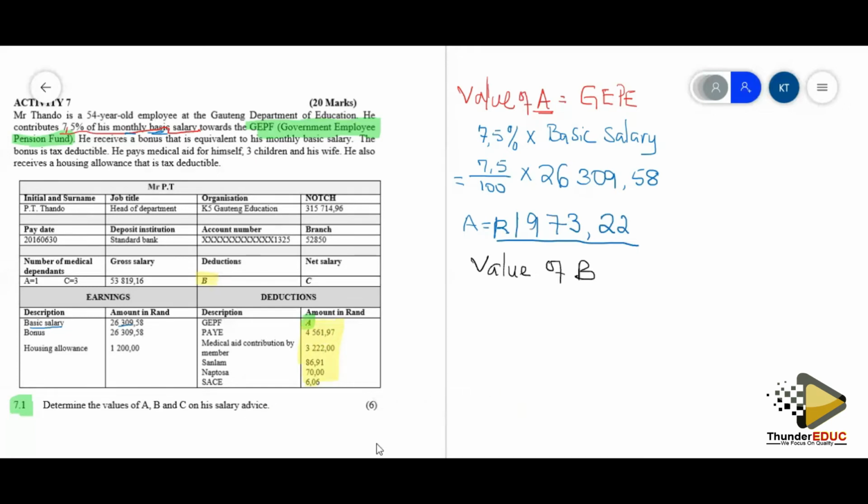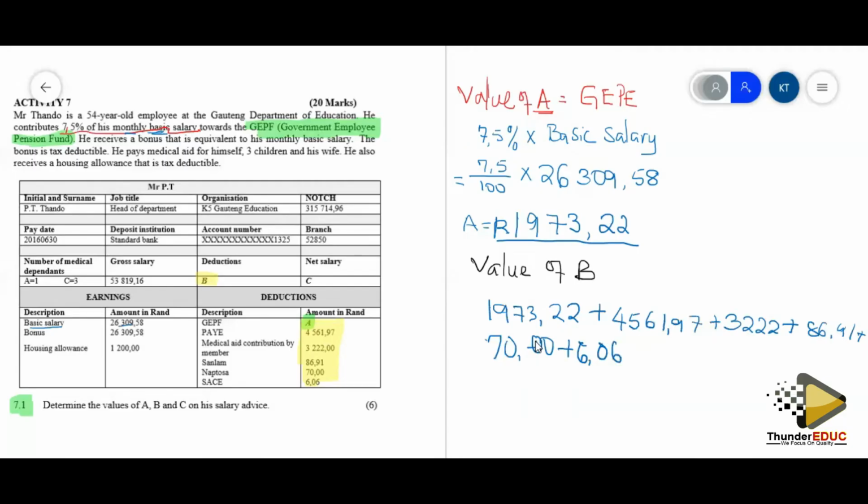So here we go, and we say the value of B, we are saying 1,973.22 plus the other value, 4,561.97 plus 3,222 rands plus 86 rands 91 cents plus 70 rands 0 cents plus 6 rands 0 cents.